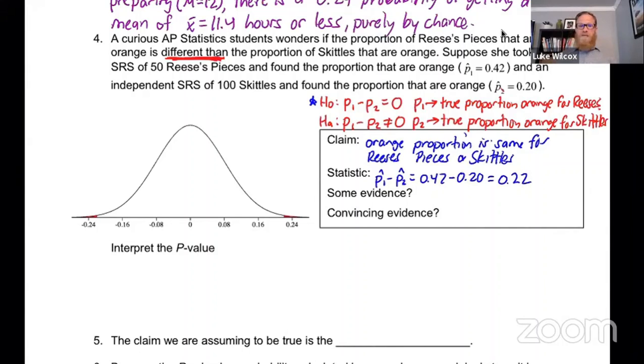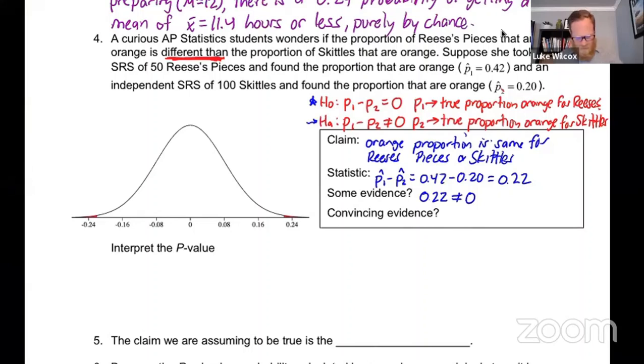Now, does that provide us with some evidence that the alternative hypothesis is true? Well, the alternative says that it's not equal to 0, and sure enough, when we took our samples, we got a difference of proportions that is not equal to 0. So that 0.22 difference in proportions isn't equal to 0, which gives us some evidence for the alternative. But do we have convincing evidence, or could this result have happened purely by chance? Once again, this is why we need the p-value.